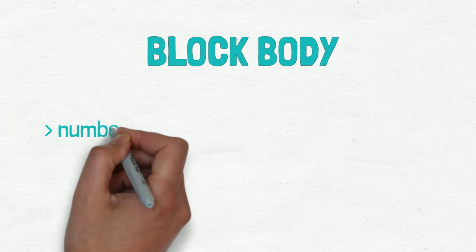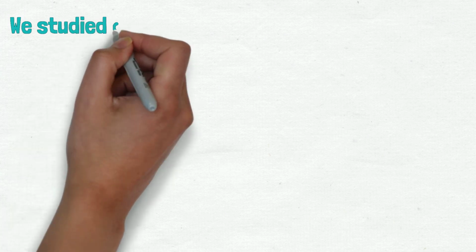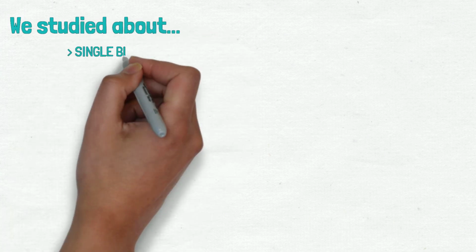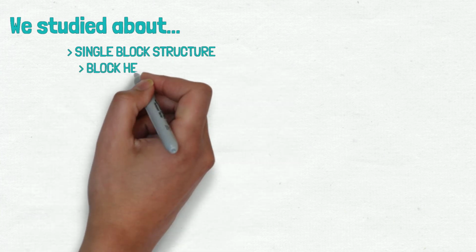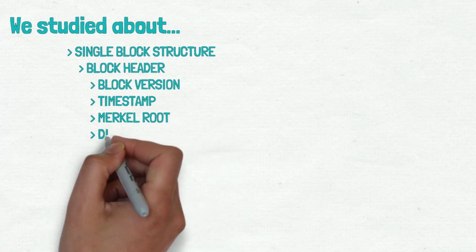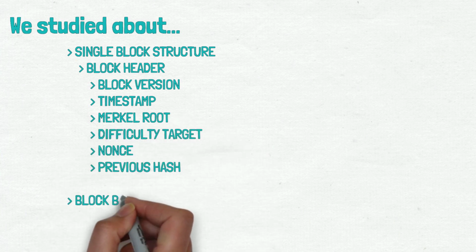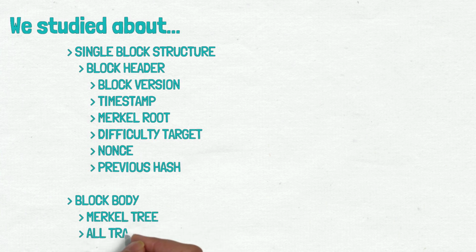Next is the block body. The content of the block body depends on the number of transactions and the size of the blocks. Above, we have studied a single block architecture in which there is a block header, which contains a block version, timestamp, Merkle root, difficulty target, nonce, and previous hash. And in the block body, we have the Merkle tree and the list of all transactions.